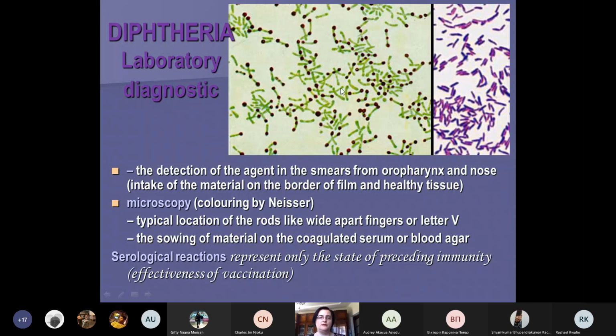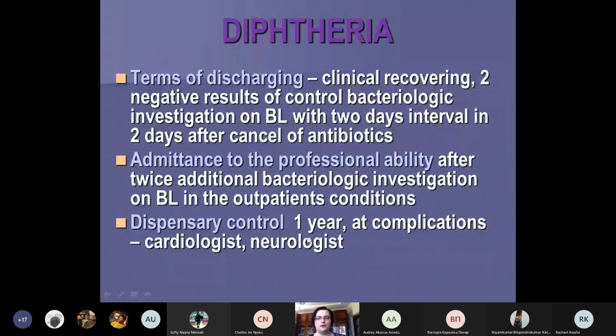Microscopic coloring by Neisser, you see here. Yes. Typical location of the rods, like wide apart fingers, or in other words, like the letter V, capital letter V. The sowing of material on coagulated serum or blood agar. Serological reactions represent only the state of preceding immunity, the effectiveness of vaccination, in other words.